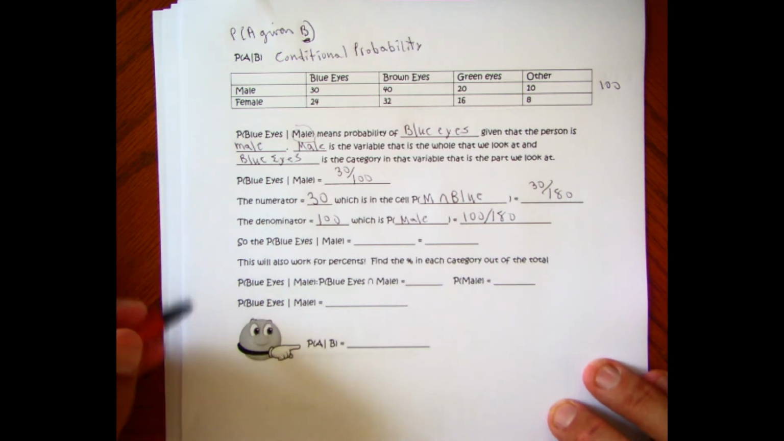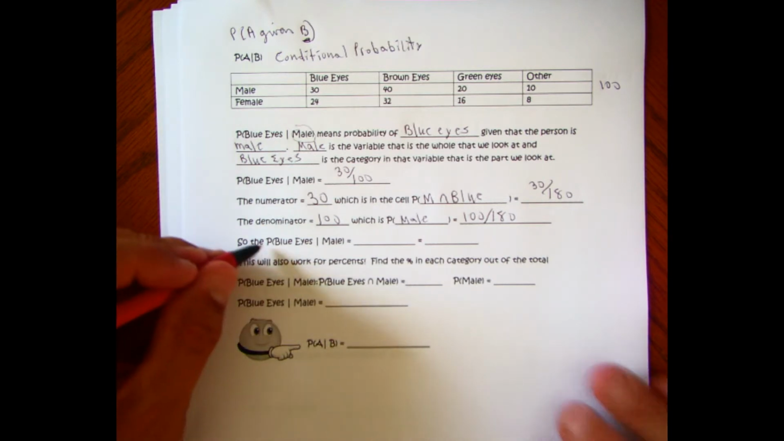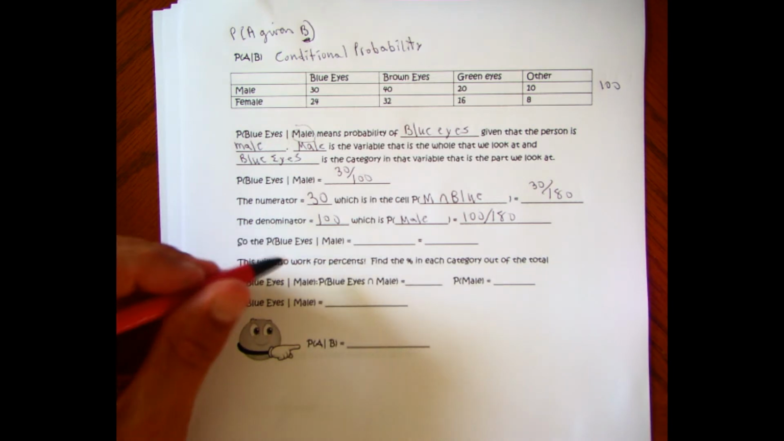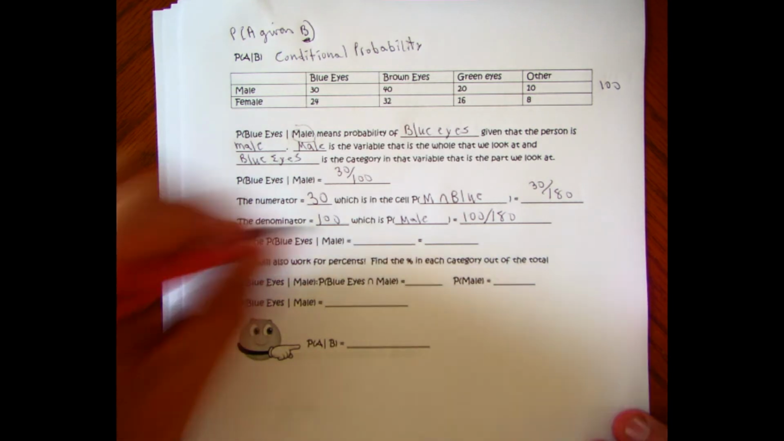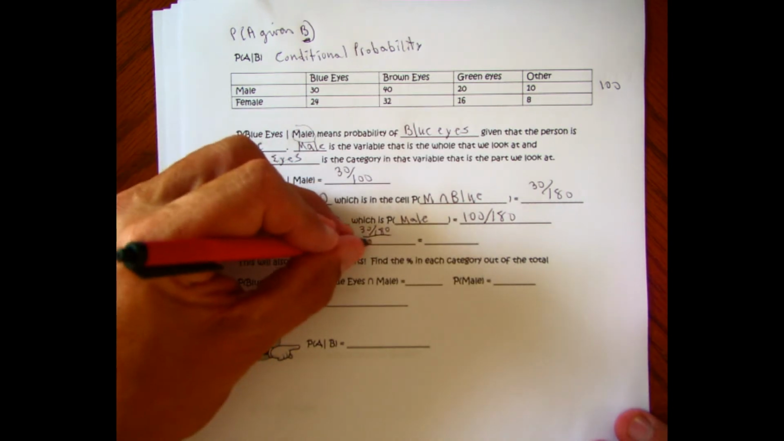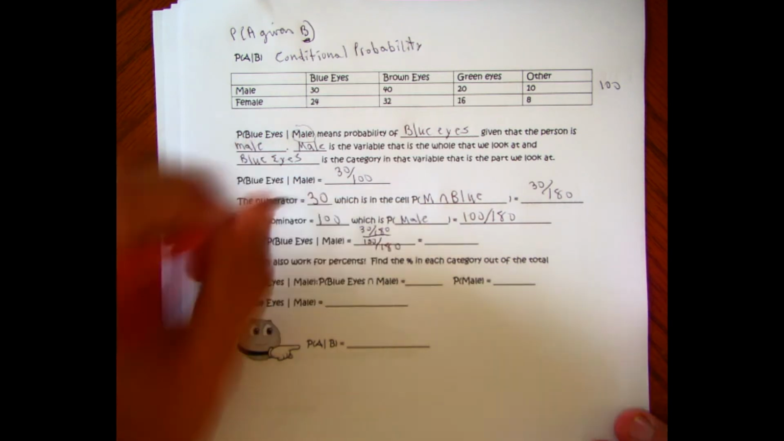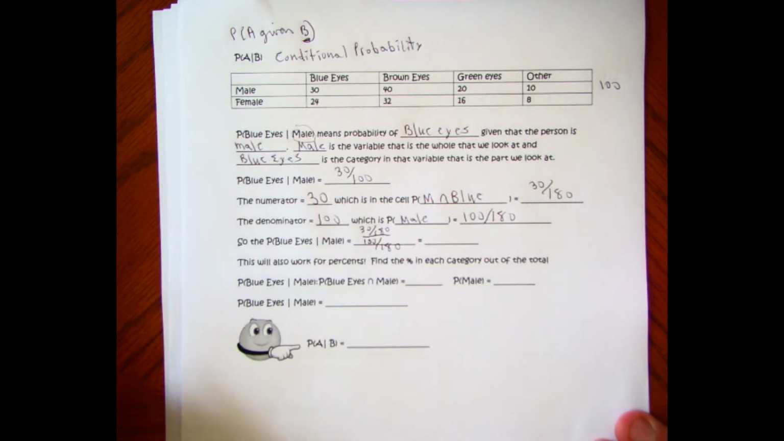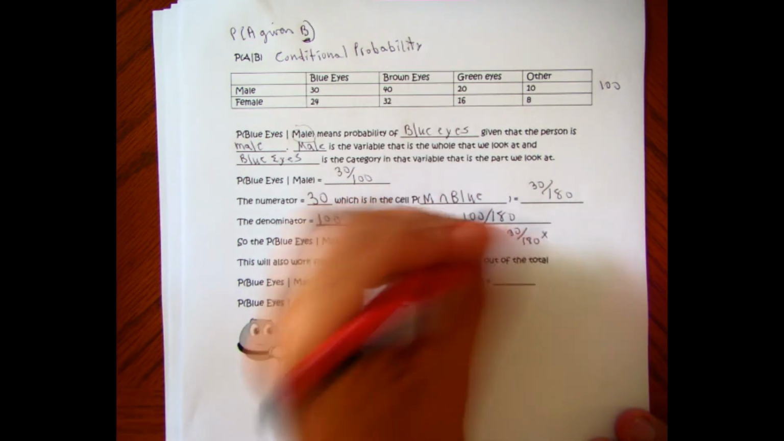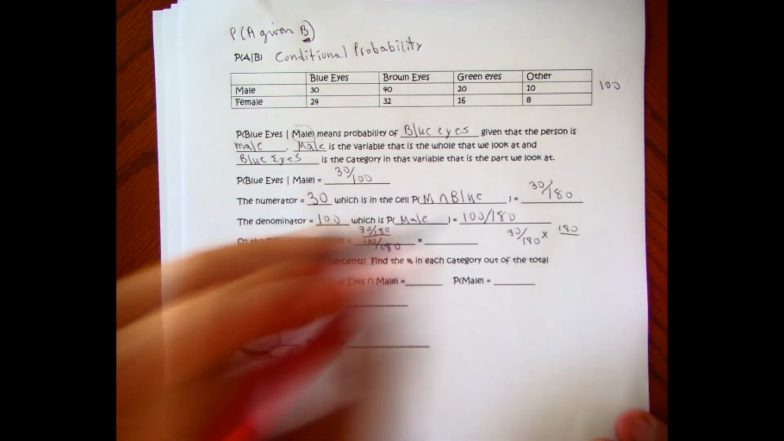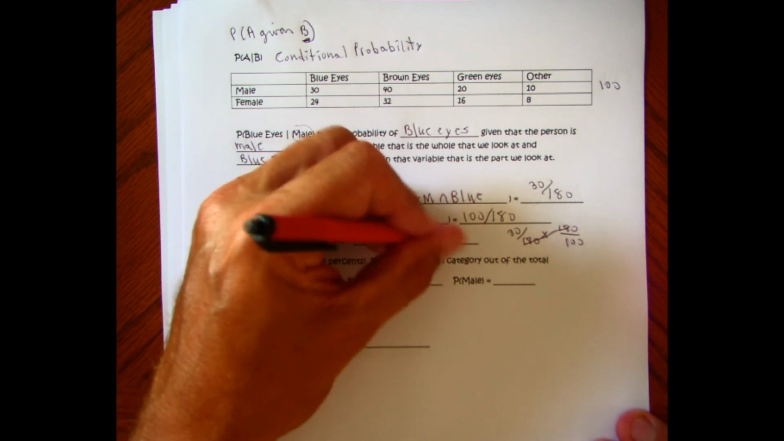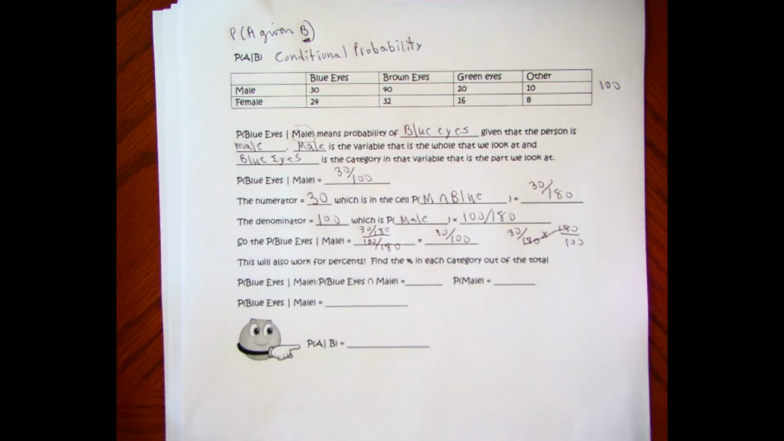So, the probability that someone has blue eyes given that they're male, the blue eyes goes on top, and that's 30 out of 180. And the male goes on the bottom, which is 100 out of 180. And if you divide a fraction by a fraction, you wind up doing keep, change, flip. So you would do 30 out of 180 times 180 over 100, and the 180s cancel and you get 30 out of 100.